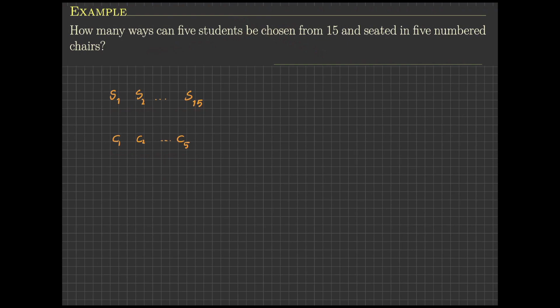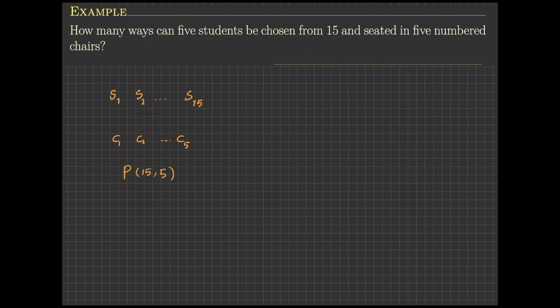P of 15 and 5, yes? So the answer to this problem is P of 15 and 5. Is that understandable? Because I have 15 distinct objects, here humans, and 5 distinct locations, the chairs labeled from 1 to 5. So the number of ways I can arrange this is exactly according to what we studied.